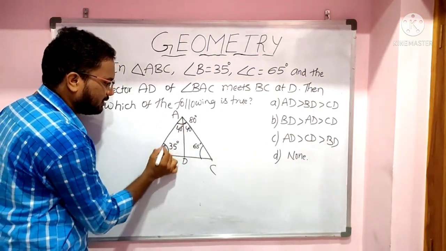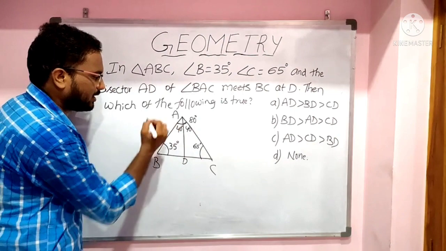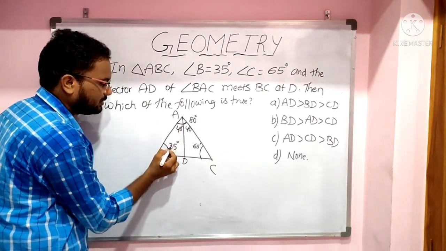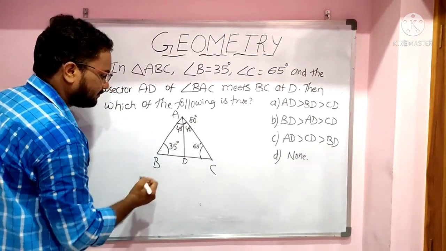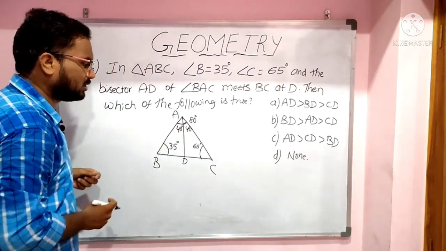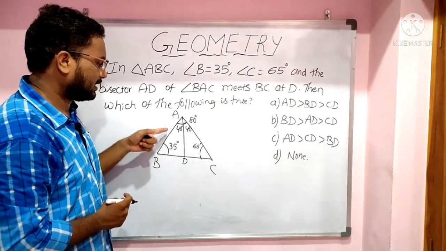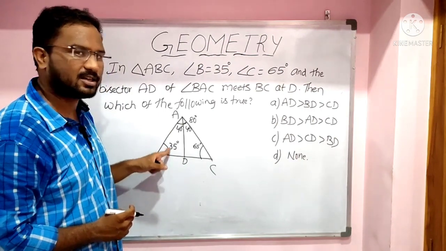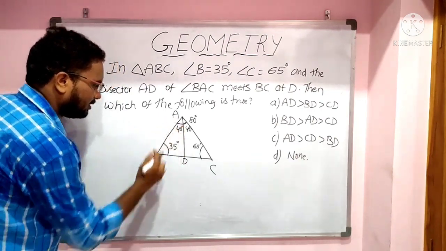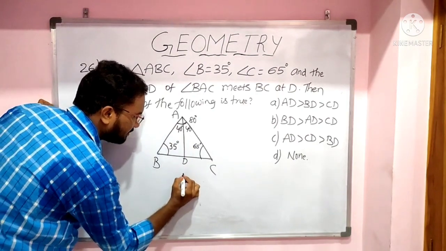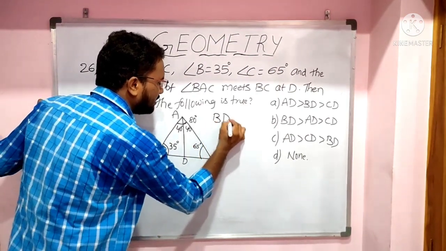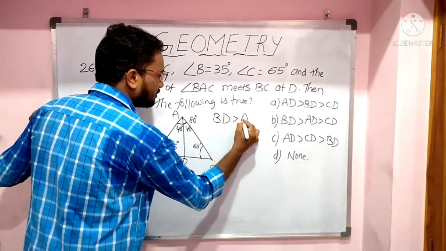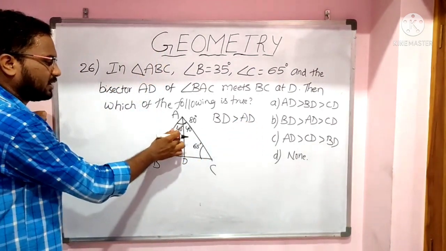Okay, triangle ABD is a triangle. In this triangle, this is 40 and this is 35. So in this triangle, I told you one property, that the greatest angle will have the greatest side opposite to it. So in this triangle, BD is greater than AD.